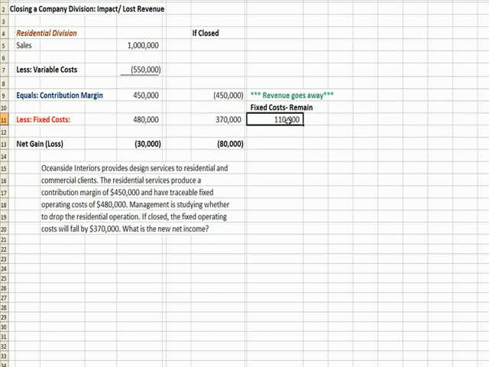So we're actually worse off if we close the facility. Because we're losing $450,000, we're gaining only $370,000. So instead of running a loss of $30,000 keeping it open, we're running a bigger loss of $80,000 if we close it.